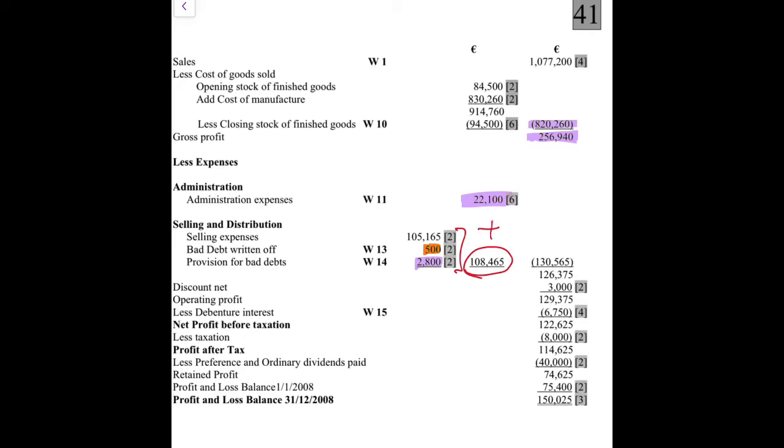You're adding those 3 figures together to give your total selling and distribution expenses of 108,465, and I'm adding that to my administration expenses, which gives you the figure of 130,565 euro, and you're taking that from your gross profit. You are left then with a figure of €126,375, and then you're putting in any other operating income. We have discount, which is sitting in our trial balance. I highlighted it when I was going through the trial balance at the start of the video.